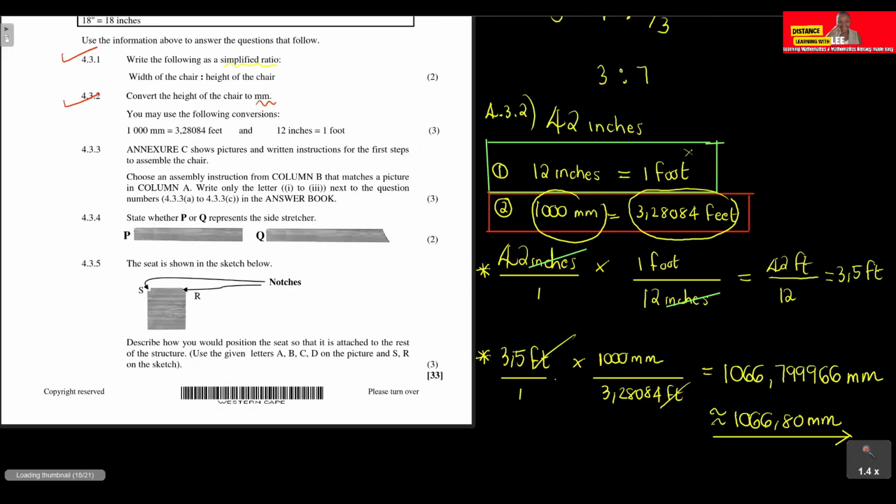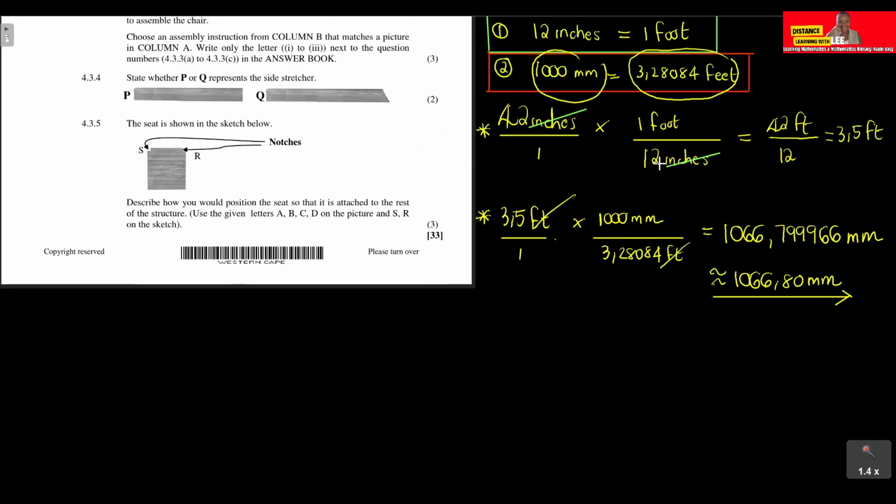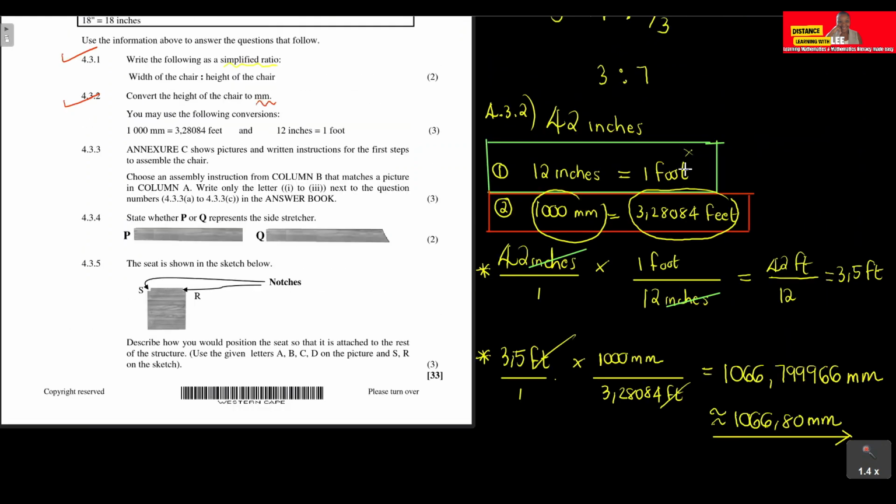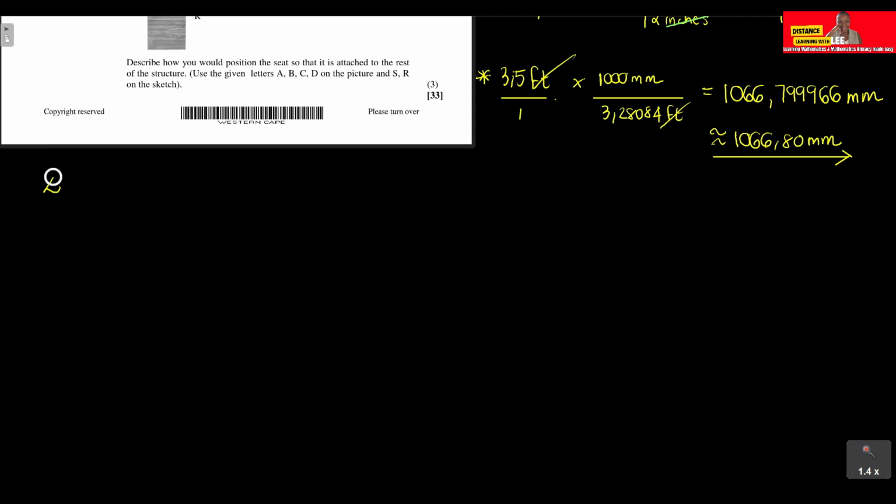So I'm just gonna quickly write that here. We've done question 4.3.3. Okay, 4.3.3 A, B, C. We said that your A is number 3, your B is number 1, and your C is number 2. Okay, I hope I clarified those for you guys.